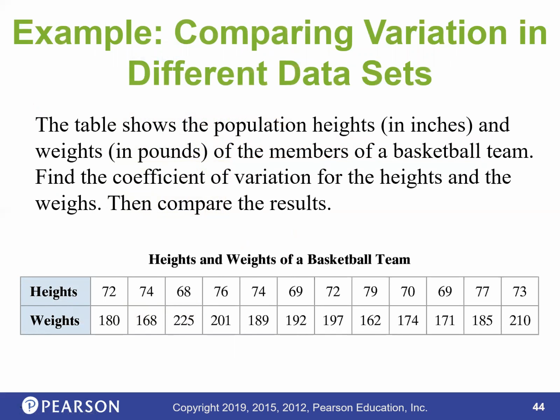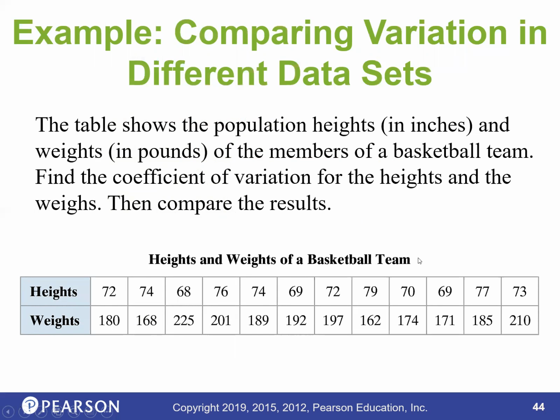I think I'm going to give you the data for it though. The table shows the population heights in inches and weights in pounds of members of a basketball team. So this is all of them, the whole team. How many people on the team? 12. Okay, that's cool. Find the coefficient of variation for the heights and the weights, and then compare the results.